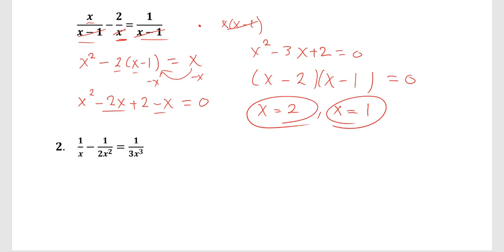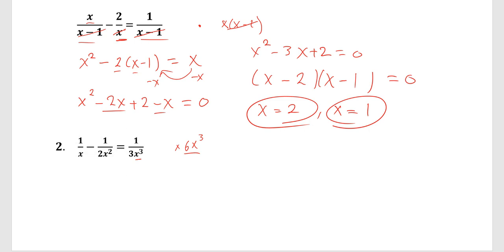Next exercise. So we have 1 over x minus 1 over 2x squared equals 1 over 3x cubed. Now the LCD here is, for the variables, x cubed. For the numbers, it is actually 6. Okay? So times 6x cubed.